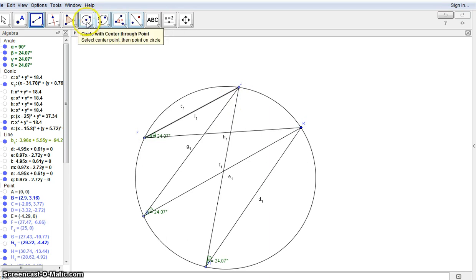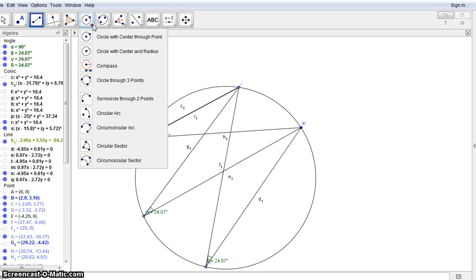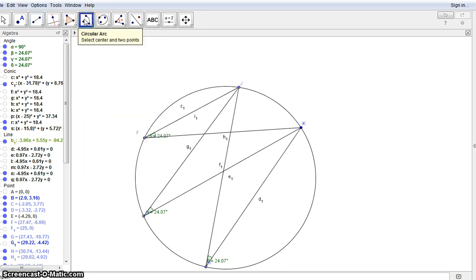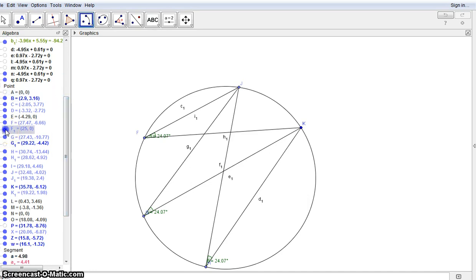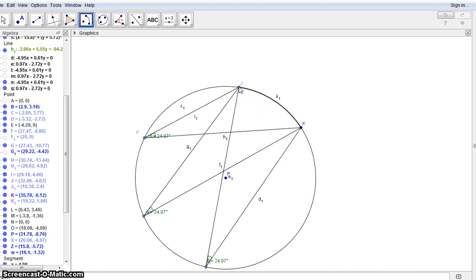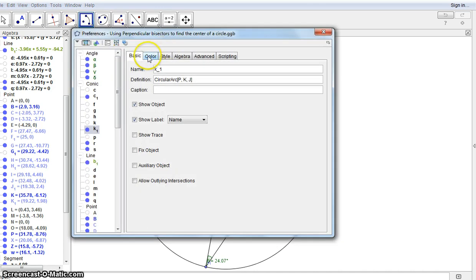I wonder if there's a way to create the arc from J to K and change its color. Looks like I can use the circular arc tool with select a center and 2 points. So I need to put my center back on. Doesn't look like it was A, perhaps it was F or G or P. There we go. Select a center and 2 points. So let's change the color of this arc so that we can clearly see the intercepted arc.